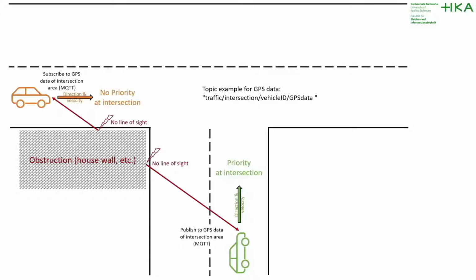Therefore, the vehicles publish their own GPS data to an MQTT topic like the quoted one and subscribe to the GPS data of all other vehicles approaching the intersection. The topic is generated automatically, based on the approached intersection, which is identified by the vehicle's GPS data. The IDs of the vehicles are arbitrary but unique among all other vehicles at this intersection.